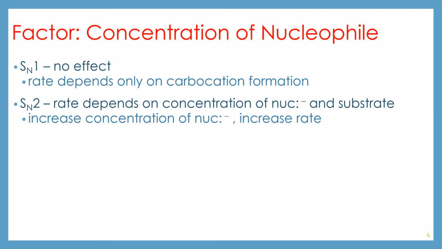In an SN2 reaction, you can actually increase the rate of the reaction by increasing the concentration of the nucleophile. And that's because the concentration of the nucleophile is in fact a multiplier in the rate law of the SN2 reaction. So simply stated, if you increase the concentration of the nucleophile, you also increase the rate of the SN2 reaction.